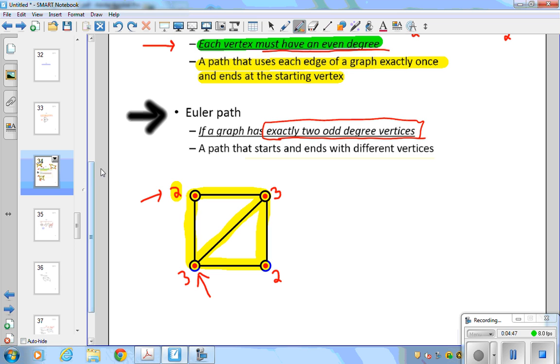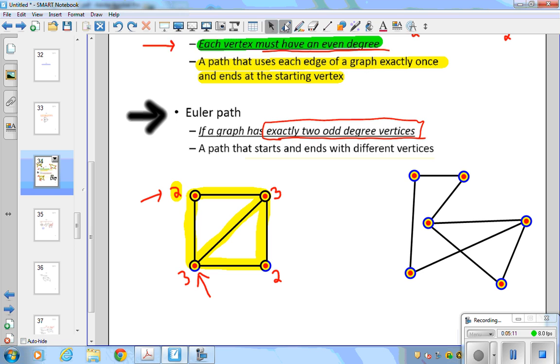A Euler path is a graph that has exactly 2 odd degree vertices, but the definition is a path that starts and ends with different vertices. So this was an example of a path. Okay, now let's try another one and let's determine whether or not it's going to be a Euler path or a Euler circuit or maybe neither at all.